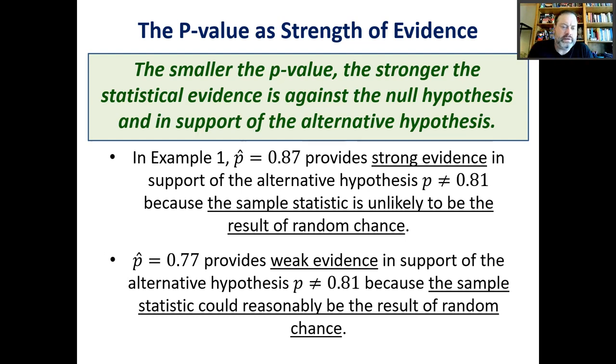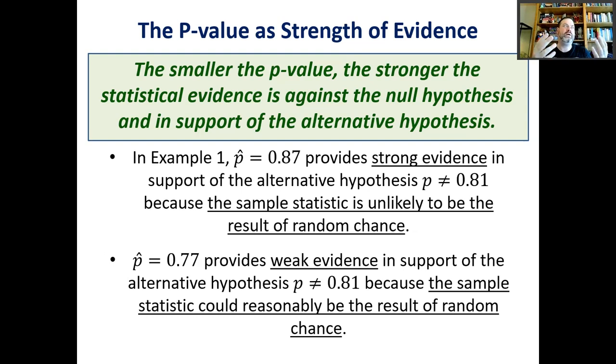So in example 1, p-hat was 0.87. That was strong evidence in support of the alternative hypothesis because the sample statistic is unlikely to be the result of random chance, right? So small p-value means low probability of occurrence. Low probability of occurrence means the null hypothesis probably isn't true, right? Or at least that's sort of an unofficial way of interpreting it, right? Because you're weighing the null hypothesis versus the alternative. So small p-value is, it's unlikely we got that particular sample statistic with a true null hypothesis.